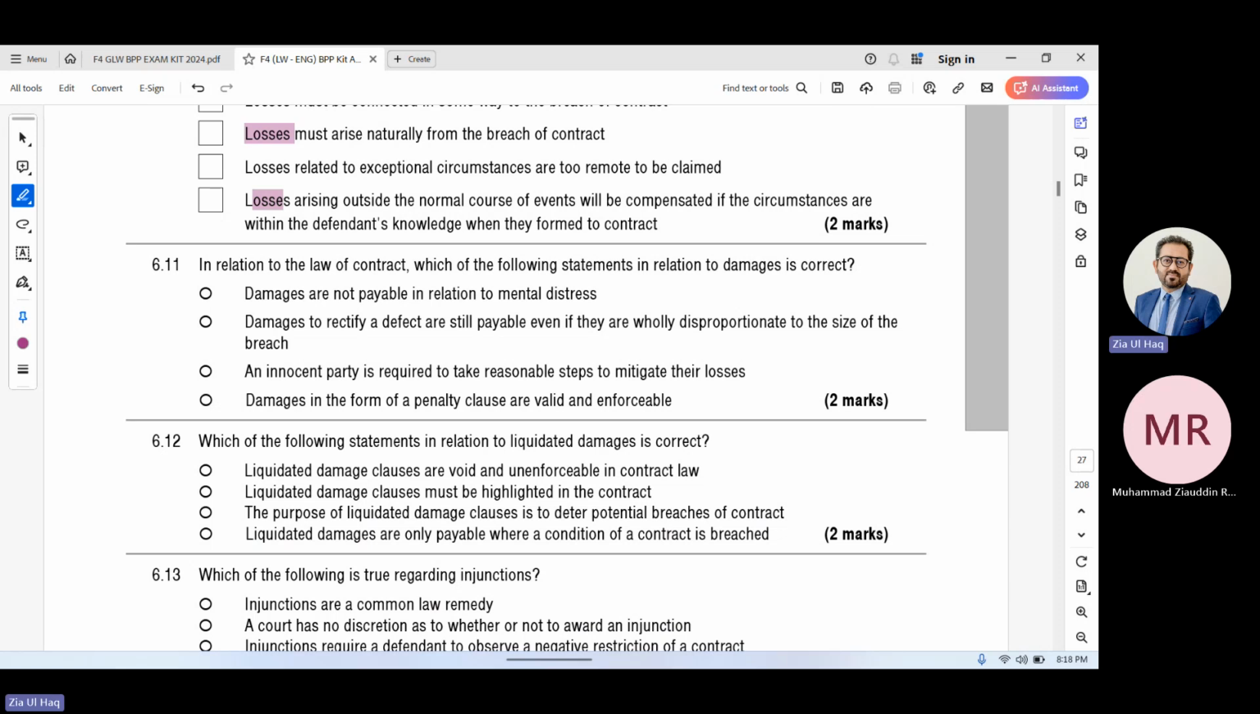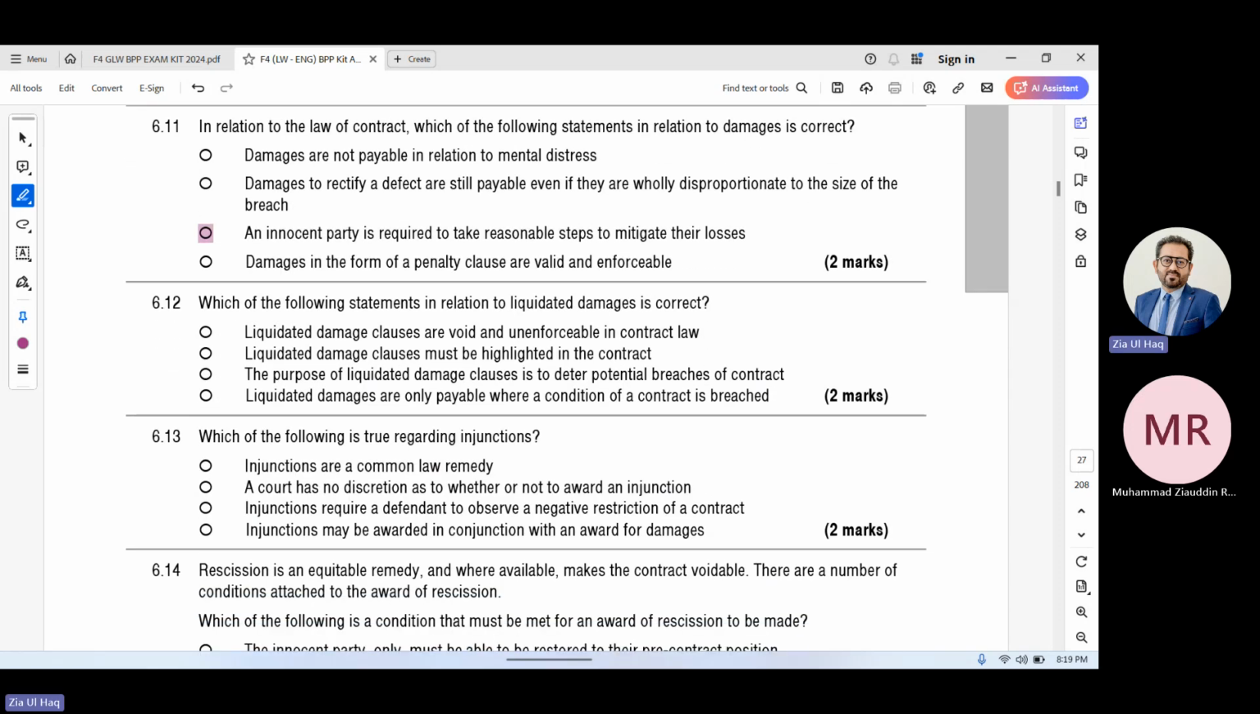An innocent party is required to take reasonable steps to mitigate their losses. This we have read, the rule. And you need to take some steps to mitigate. Damages in the form of a penalty clause are valid and enforceable. No, in case of a penalty clause, not enforceable, not valid. So this rule we have studied.